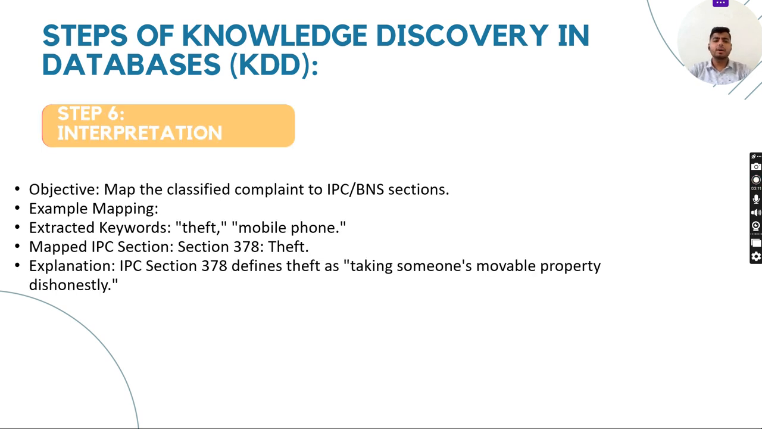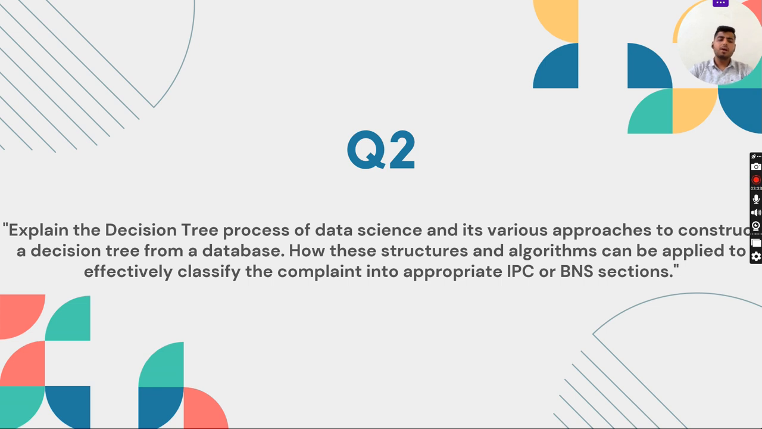Next step is interpretation. Objective: map the classified complaint to IPC or BNS sections. Example: mapping extracted keywords, theft or mobile phone, to IPC section 378 for theft. And the explanation is, IPC section 378 defines theft as taking someone's movable property dishonestly.